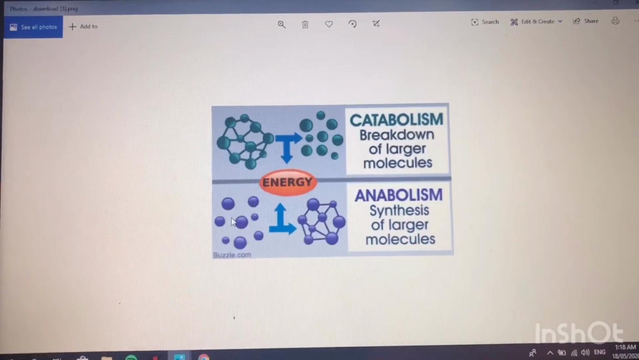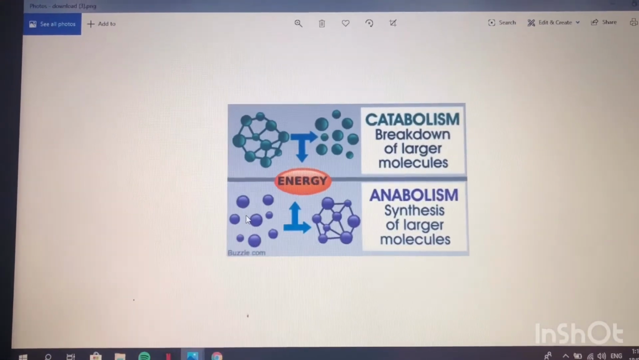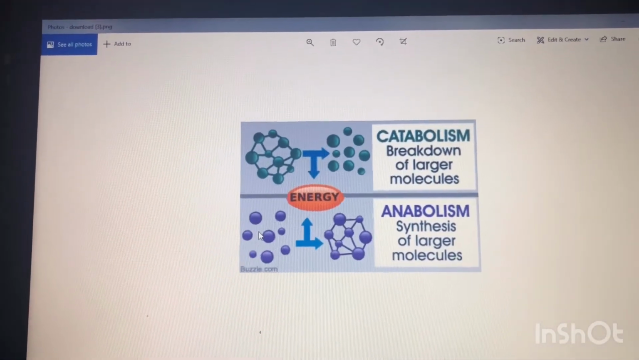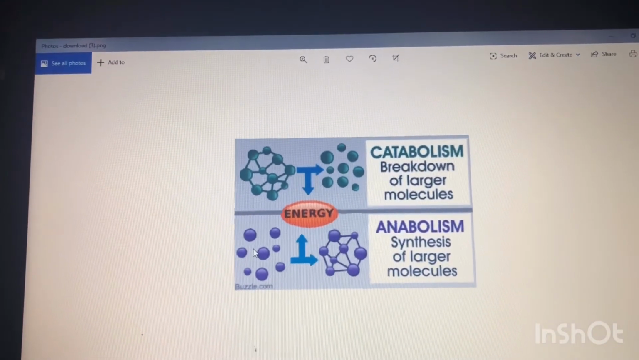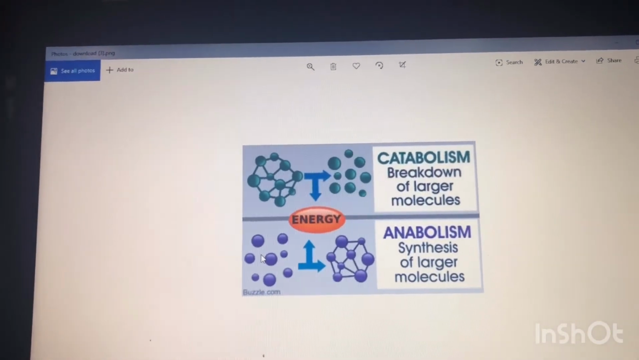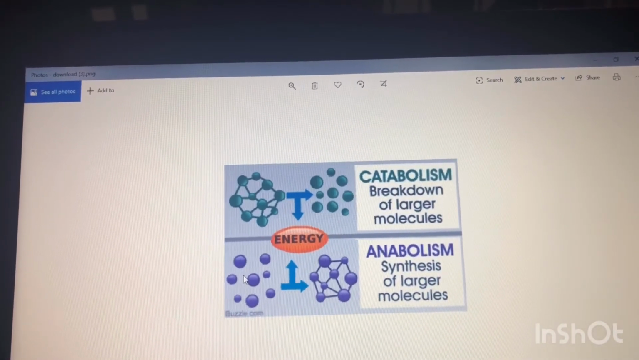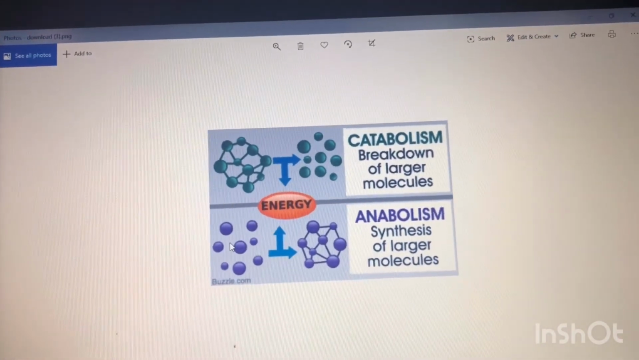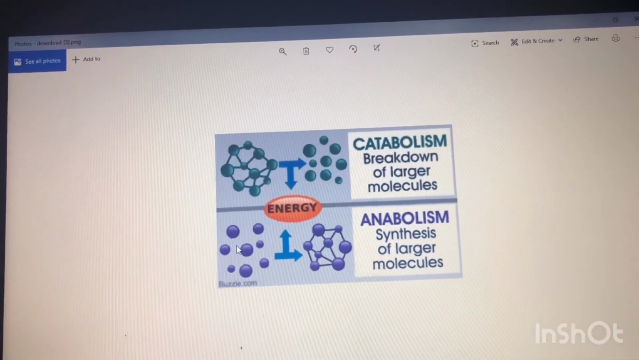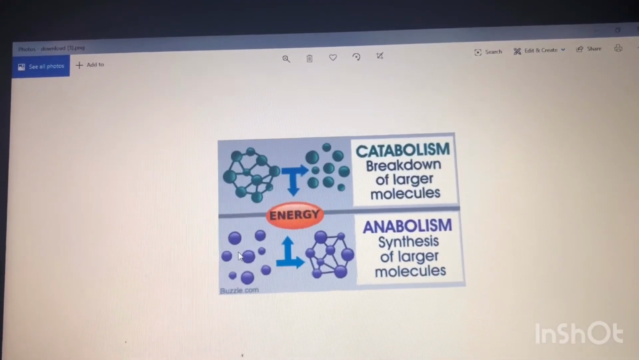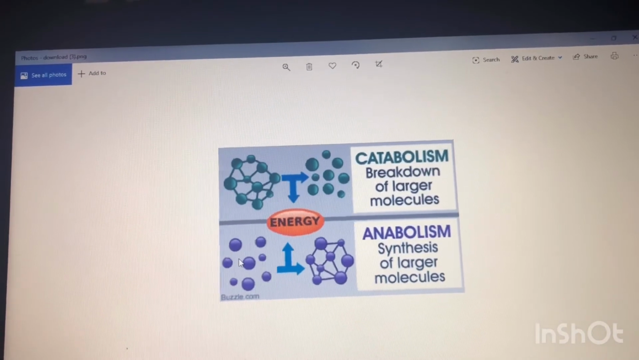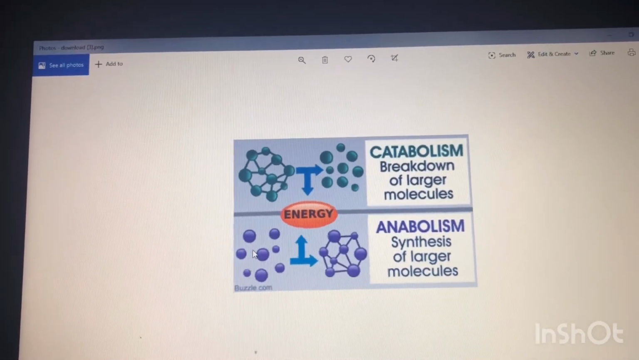So what is the difference between catabolism and anabolism? So catabolism is the set of metabolic pathways that break down molecules into smaller units that are either oxidized to release energy or used in other anabolic reactions, while anabolism is the synthesis of complex molecules in living organisms from simpler ones together with the storage of energy.